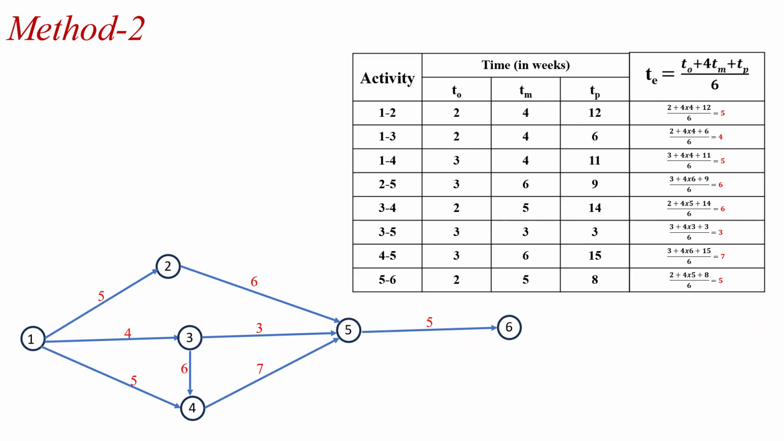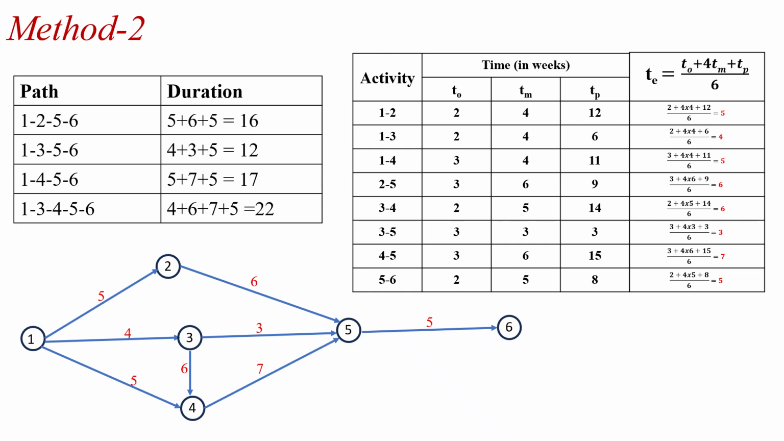We can determine the expected length of the project without calculation of the earliest and latest time. For this, after determination of the TE value, then we have to identify all the possible paths and their duration in the project network. Here, the first possible path is 1, 2, 5, 6. Its duration is 5 plus 6 plus 5, which is equal to the 16. So this is the first path, 1 to 2 and 2 to 5 and 5 to 6.